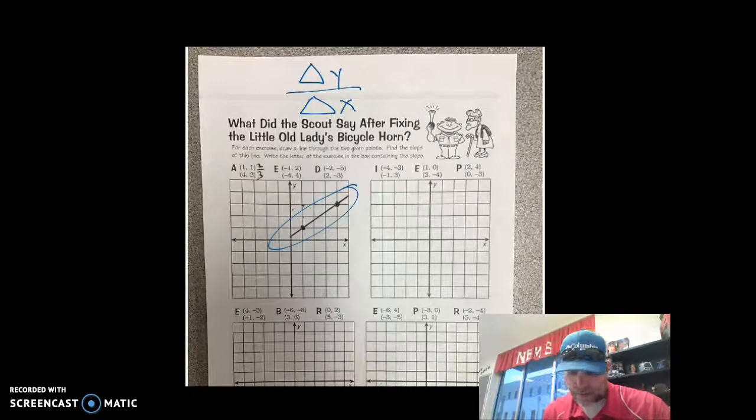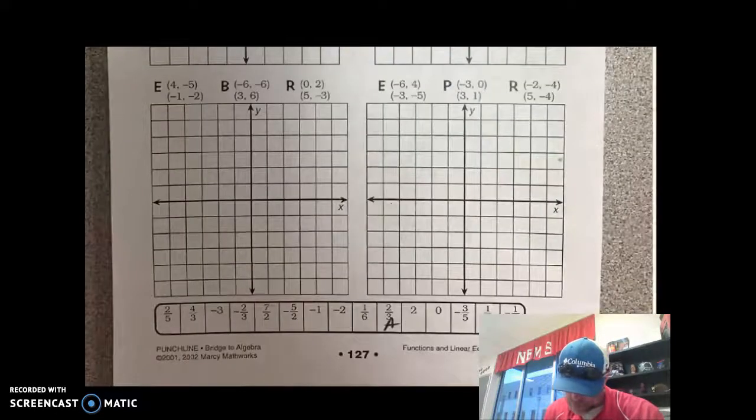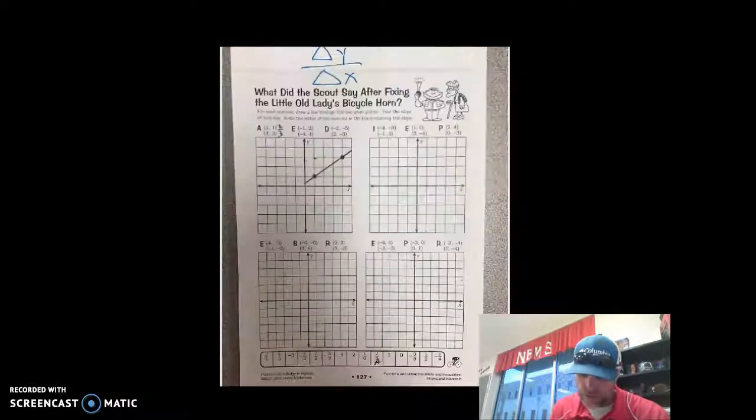Remember, that was a positive because it's going in a positive direction. It's going up a hill. And that was letter A. You should have put an A down there where we got 2/3. That's the only one that is 2/3.